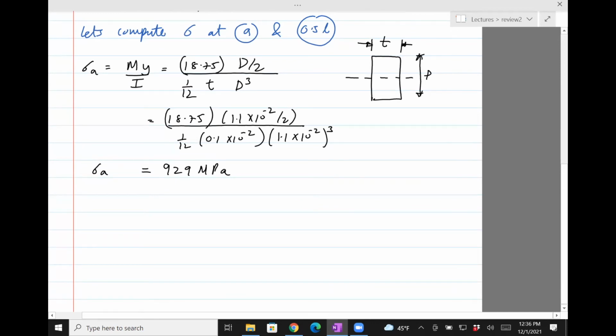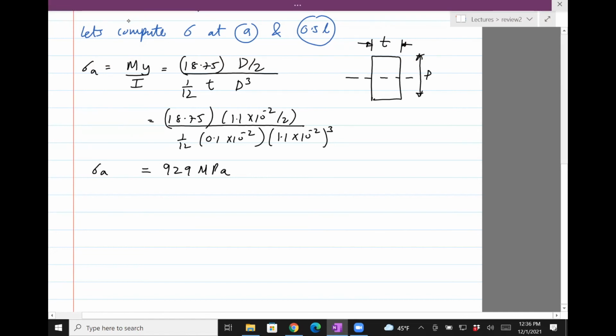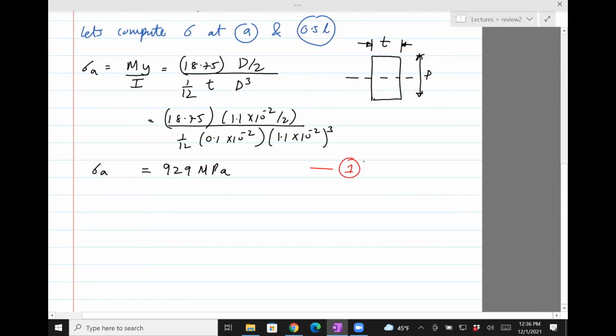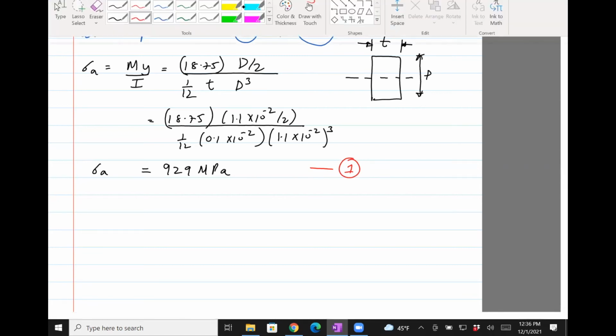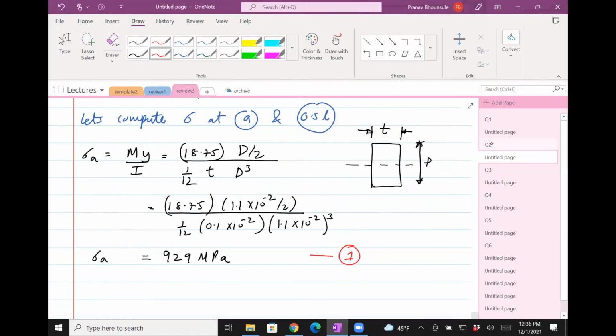Okay, so let's keep that aside for a moment. Let's now compute the stress at 0.5L where the geometry changes. So I need to pull out the stress concentration factors for that.